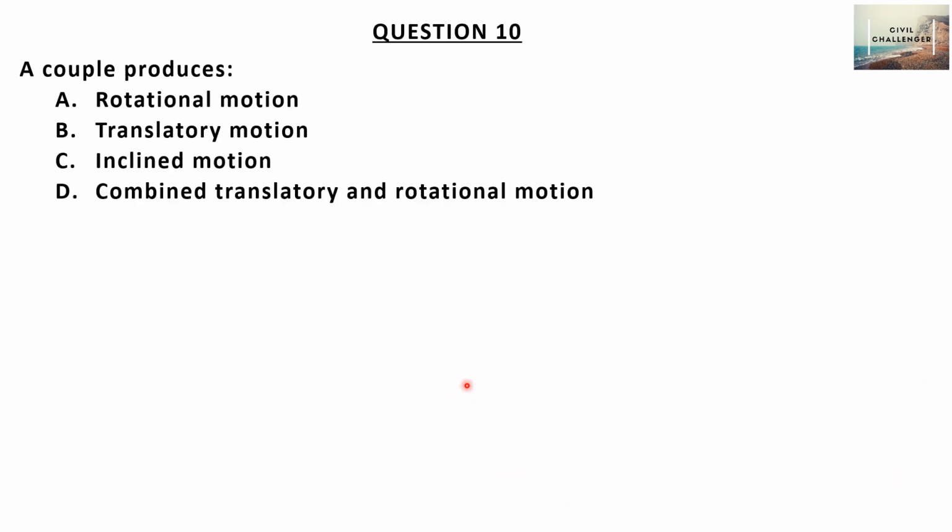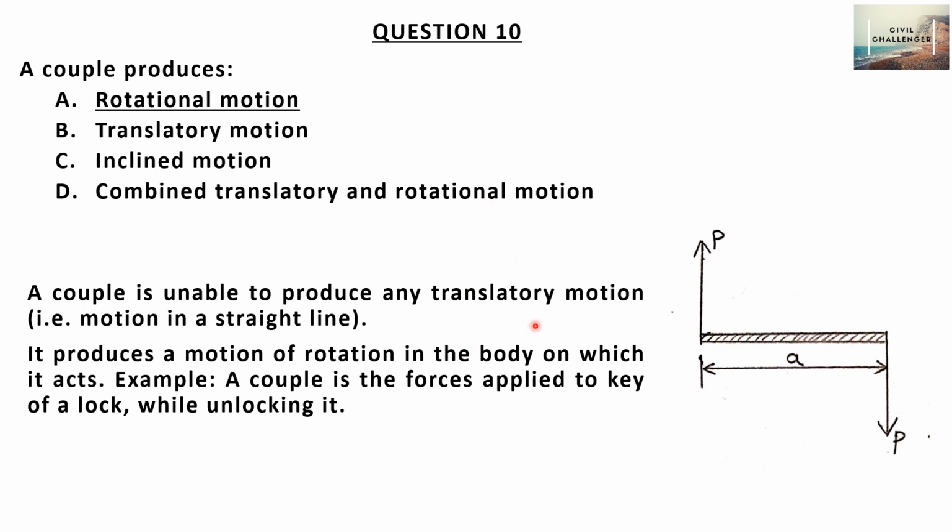Now the next question is, a couple produces option A, rotational motion, option B, translatory motion, option C, inclined motion, option D, combined translatory and rotational motion. Now, a couple is unable to produce any translatory motion. Translatory motion means a motion in a straight line. Because we have two forces which are equal in magnitude and opposite in direction, the resultant force is 0.